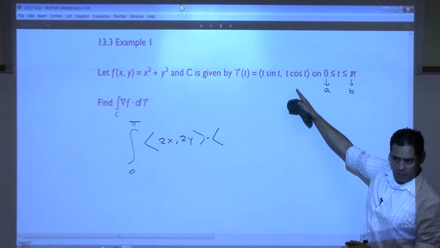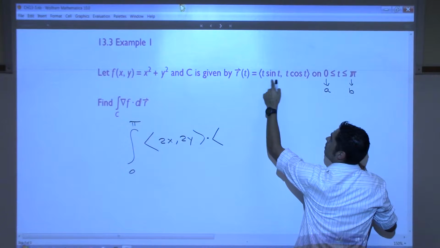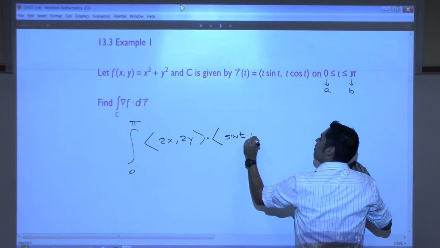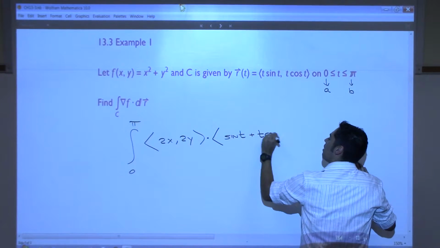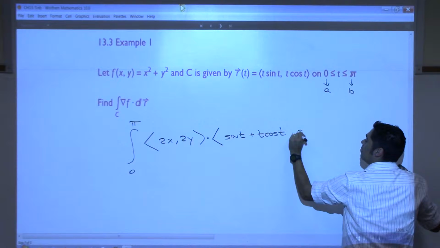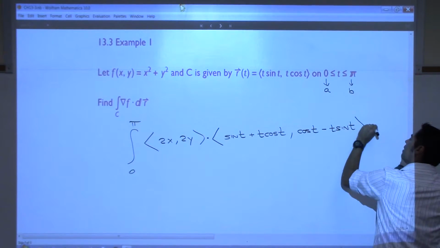The derivative of your curve, right? Okay, which is product rule here. So sine t plus t cosine t, and then the derivative of that one would give you cosine t minus t sine t, right, dt.